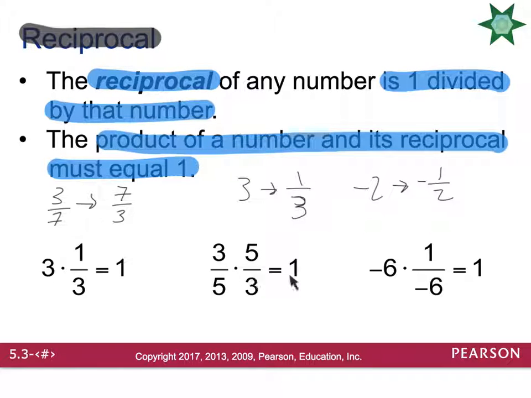So 3/5 times 5/3 gives me 1. And then -6 times -1/6 is also 1. So when you multiply a number times its reciprocal, you get 1. Now we call that a multiplicative inverse. So another term for reciprocal is multiplicative inverse.